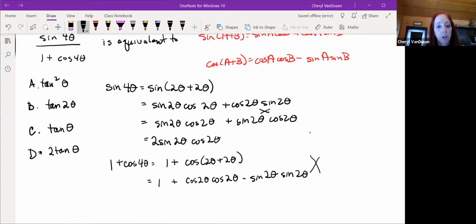Can someone give me another suggestion to try? Can you look at your formula sheet? Hopefully you have it there. Is there a different formula that we possibly could try?